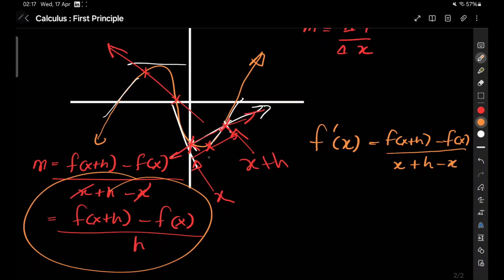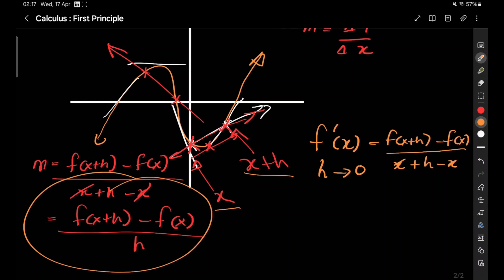But remember, these 2 points, x plus h and x, we're assuming that they're getting so close to such a point where they are now one. They are not far from each other. By the looks of it, they are far, but what we're trying to do is bring them so close that they seem like they're at the same point. So in order for us to do that, we need to assume that h is equal to 0.